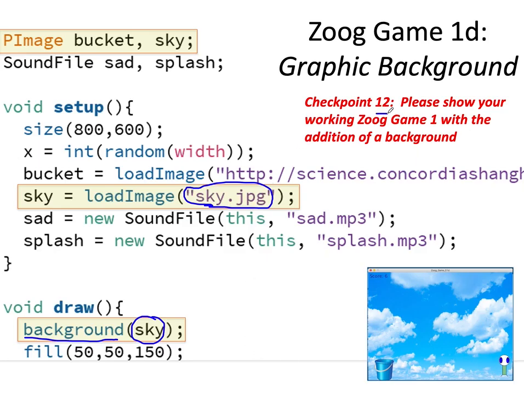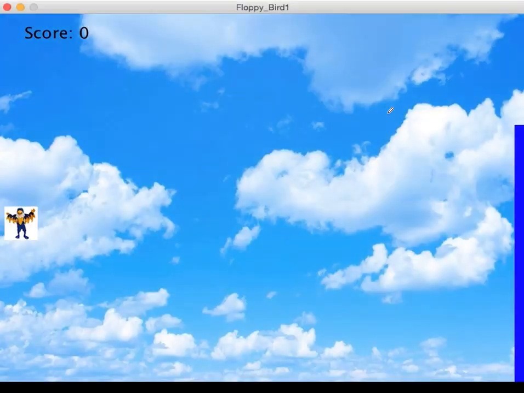Once you get this working, please show us so we can see it. Now you should have sound, background, scoring. And this is as far as we're going to take the Zoog game. Yes, you could play with it a little bit more. You could try doing some creative things with Zoog, the bucket, and things, but this is enough for this game. Which now takes me to our next game.